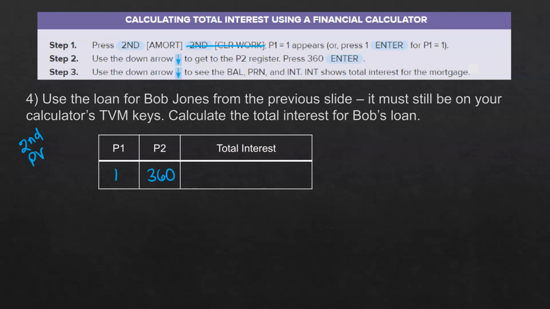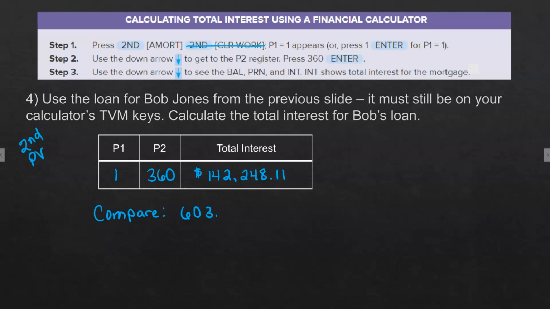Now, I will tell you this, that when you're scrolling and you first get on to where it says your balance, it will take a second for it to show up, because remember, this is a whole big loan, 360 payments. So just be patient and wait, and then scroll to the interest part. When you scroll to the interest, you'll see that it is $142,248.11.